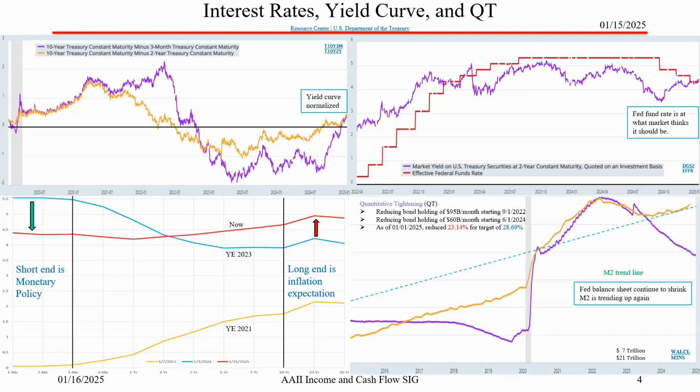Now, the last one is looking at quantitative tightening. People say the Fed pumped too much money, so that caused inflation. Another saying is that the Fed pumped too much money and the government had too much deficit. So added together, that's a perfect storm for an inflation surge.